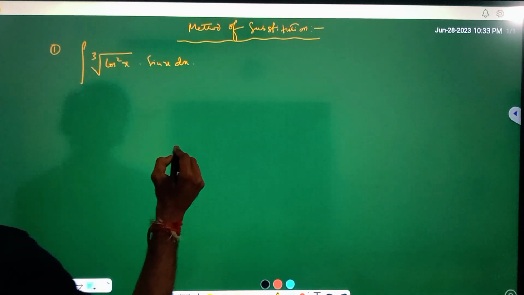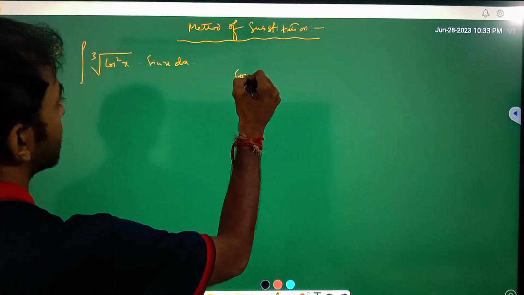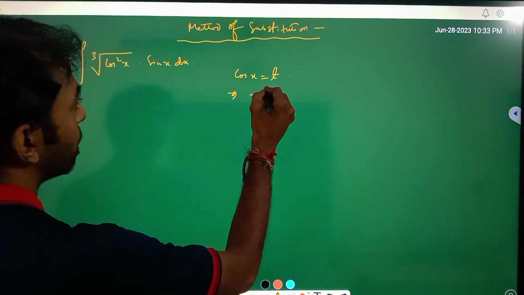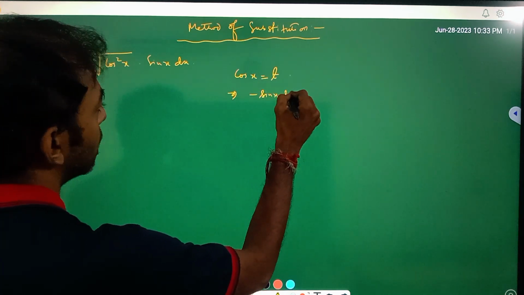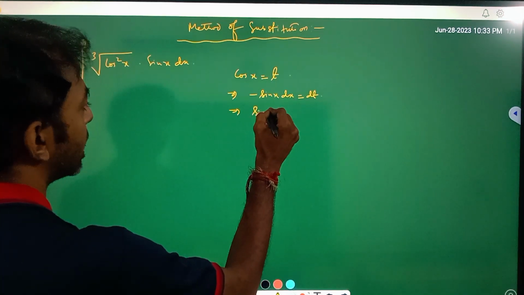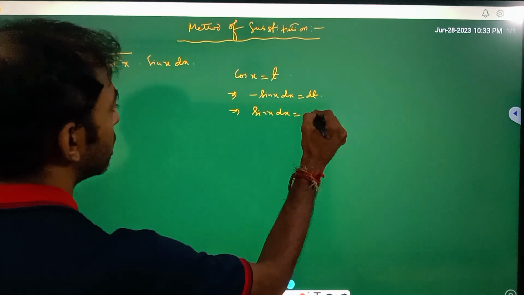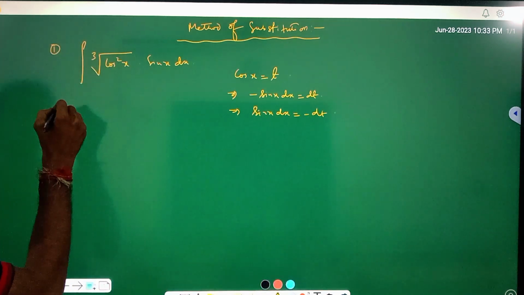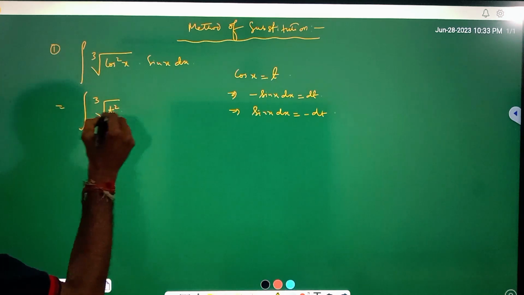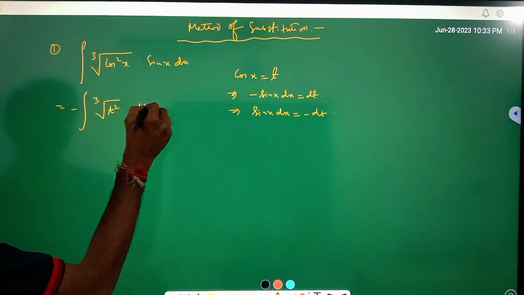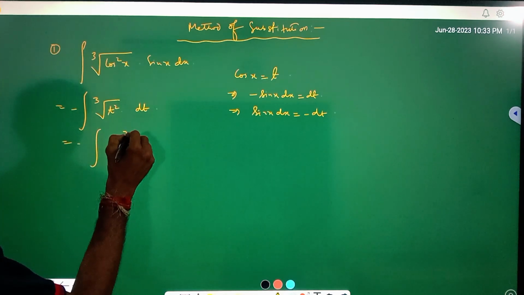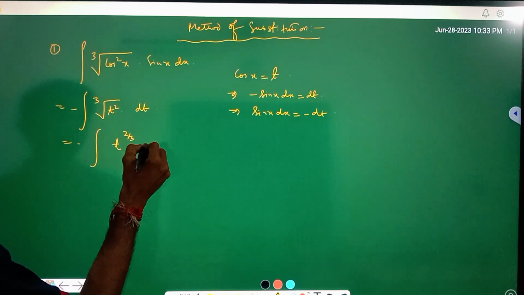Very easy one. Just substitute cos x as z or t, whatever. Differentiation of cos x will be minus of sin x dx, that will be dt. So sin x dx will be minus of dt. So that will be cube root of t square, and sin x dx will be minus of dt. Hence that will be minus of t to the power 2 by 3 into dt.